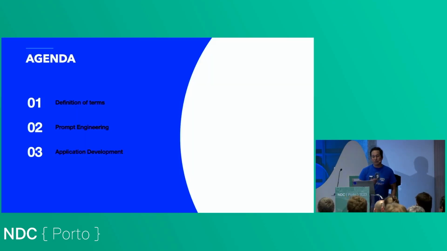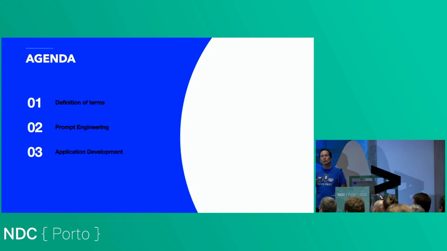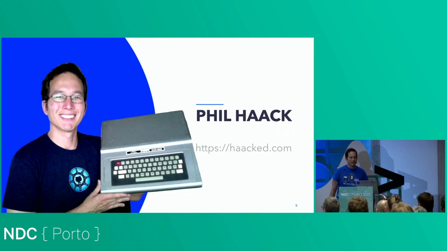In particular, I want to cover these three topics. I'm going to define some terms, like what are we talking about when we're talking about AI today, or generative AI, and how does it work under the hood? And then we'll go a little bit into prompt engineering, which if you're building an application that uses AI, a lot of your work is going to go into how do you prompt it? How do you talk to the AI? And then finally, we're going to talk about the actual application development, where I'll show you an application that I put together for this talk.